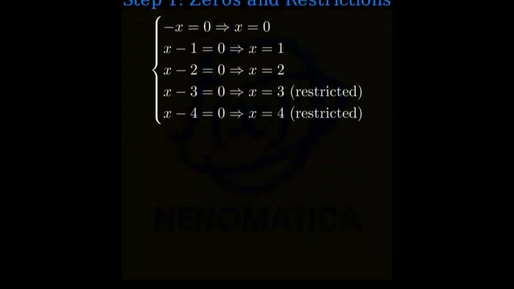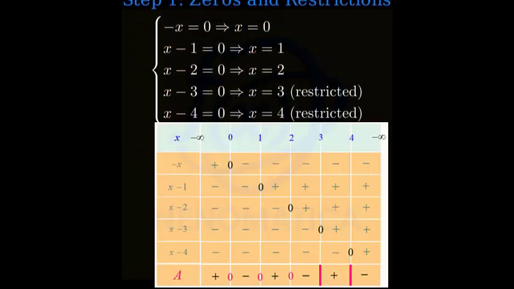Step 2. Build the sign chart. We mark off the critical numbers in order: 0, 1, 2, 3, and 4. We will include the open intervals between them as separate columns. Then, we fill a row for each factor showing plus, minus, or 0 on each interval, with a special highlight for the restrictions at 3 and 4.